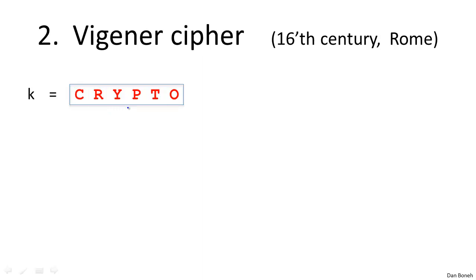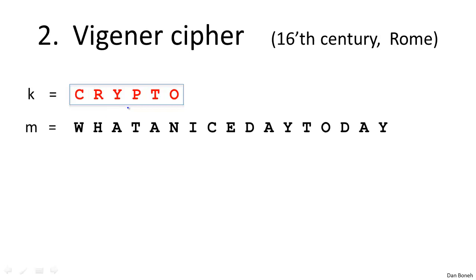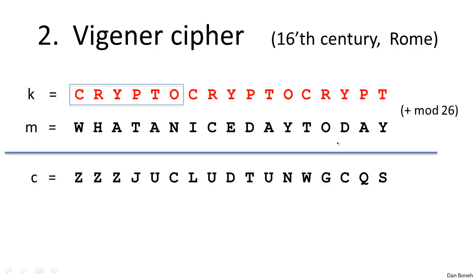Then to encrypt the message, you write the message under the key. In this case, the message is, "What a nice day today." And then you replicate the key as many times as needed to cover the message. And the way you encrypt is you add the key letters to the message letters modulo 26. Just to give you an example, if you add Y and A, you get Z. If you add T and A, you get U. And you do this for all the letters. And remember, whenever you add modulo 26, if you go past Z, you go back to A.